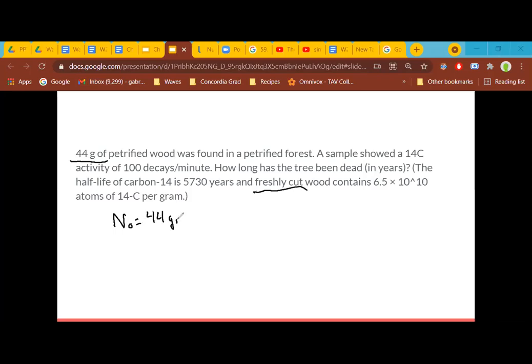In other words, we can find the original amount of carbon for 44 grams of wood, which would be 44 grams times this factor here, that every gram of fresh wood has 10 to the 10 atoms, or nuclei, basically, per 1 gram. And this would be a number of about 2.86 times 10 to the 12 atoms.